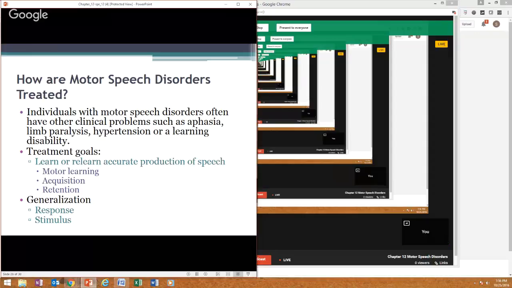Two types of generalizations are response generalization, which brings improvements in untrained behaviors, for example, speech sounds. And secondly, stimulus generalization, which brings improvement in targeted behaviors in different contexts, tasks, and settings. For example, in conversational speech versus repetition tasks.